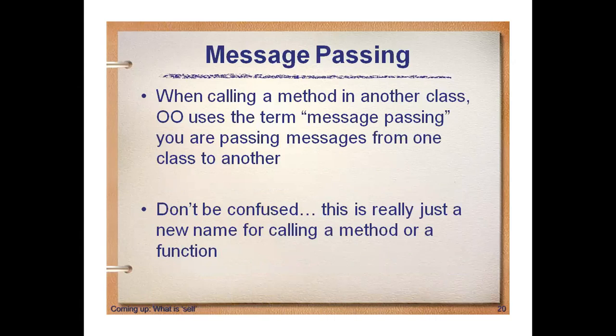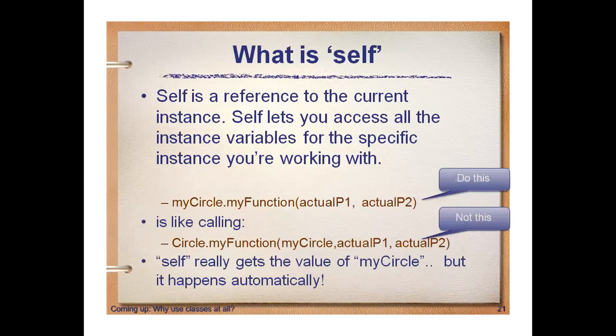Now how does message passing work? When calling a method in another class, object orientation uses the term message passing. You're passing a message from one class to another. How this will work doesn't have any different thing as compared to the classes.